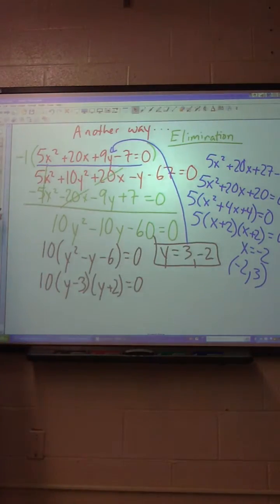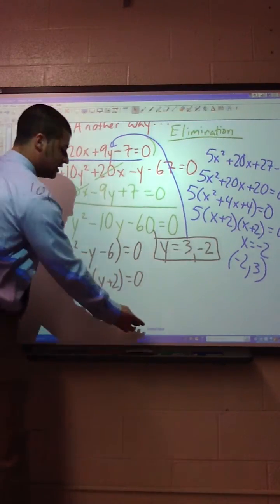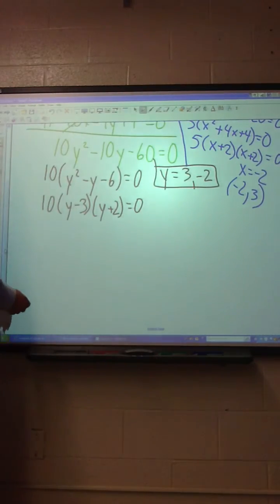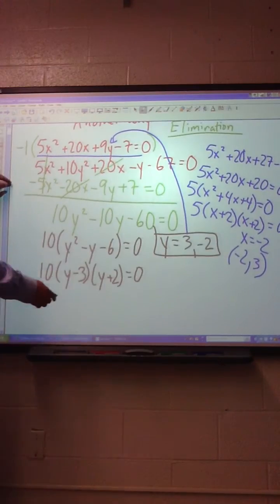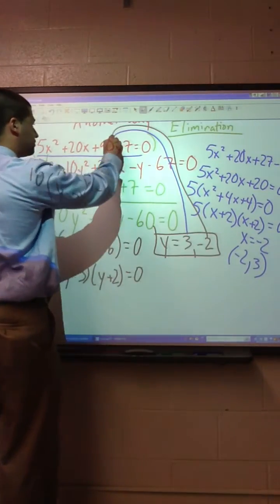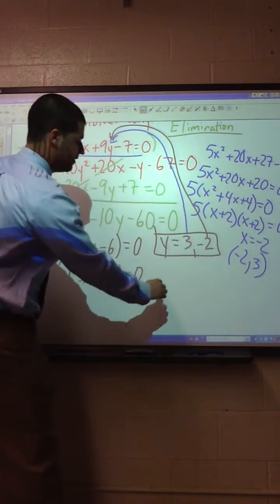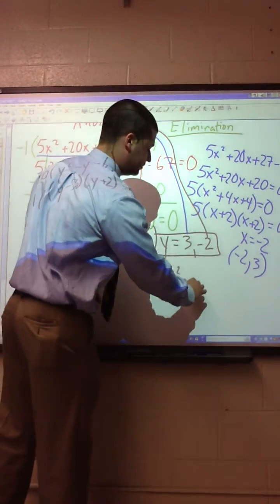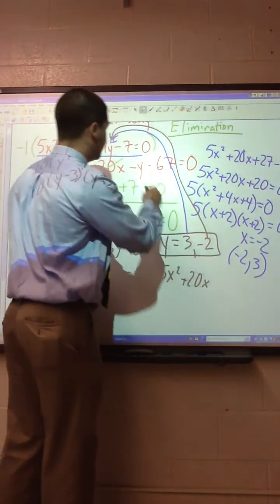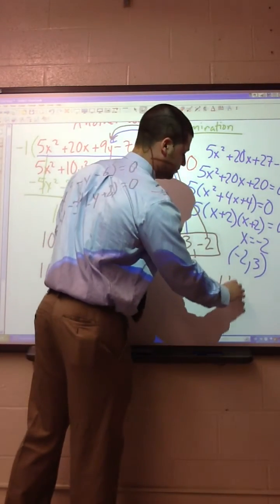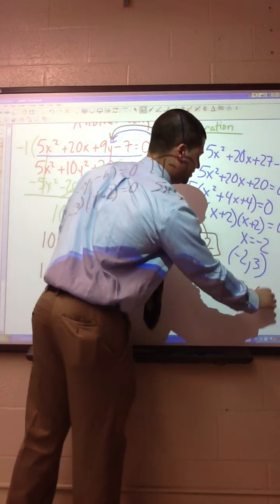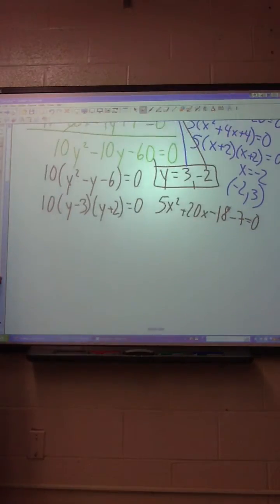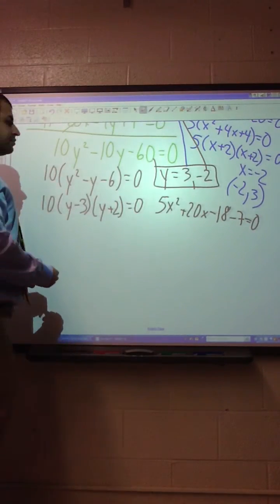Now let's figure out for this negative 2. We're going to do the same exact thing. We're going to plug it back into one of the original equations. Let's pick the first one again. So we'll say 5x squared plus 20x minus 18 minus 7 equals 0. And now we just have to solve.